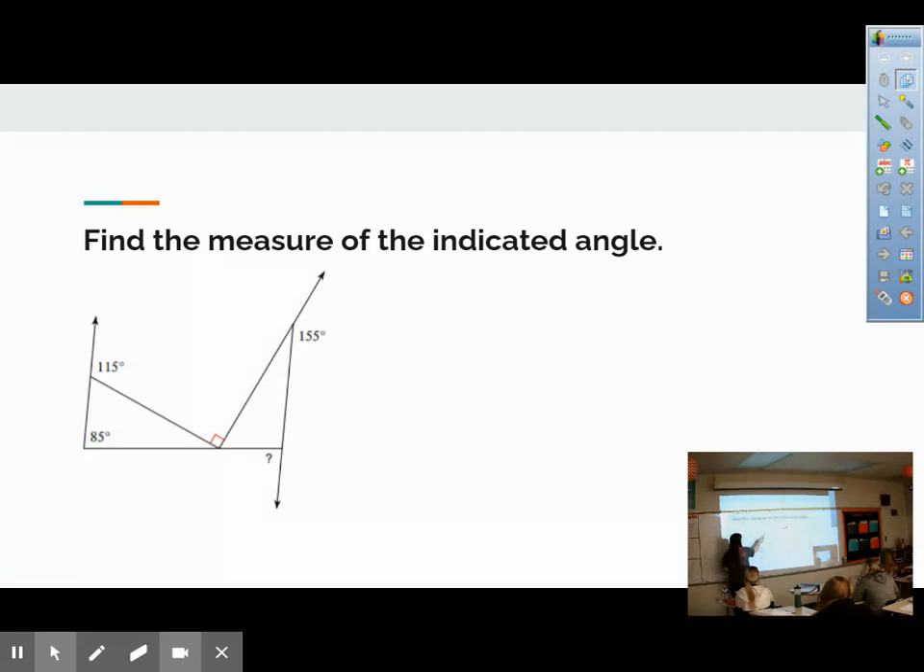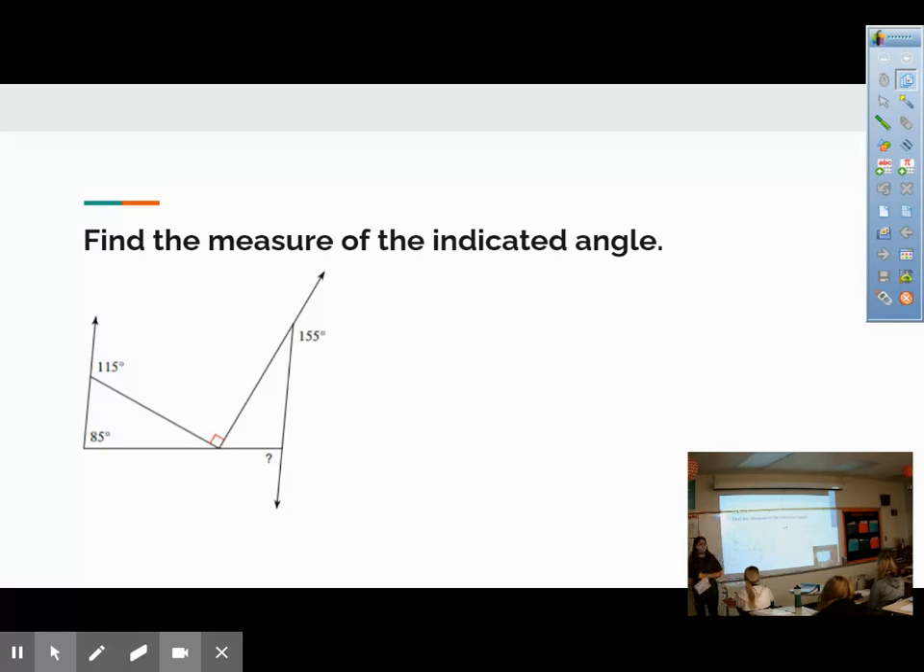And then I went over here and I did 180 minus 155, got 25, so this angle's 25. 25 plus 60 equals 85, and then 180 minus 85 is 95, and then 180 minus 95 is 85 for this angle. Awesome, very good explanation.